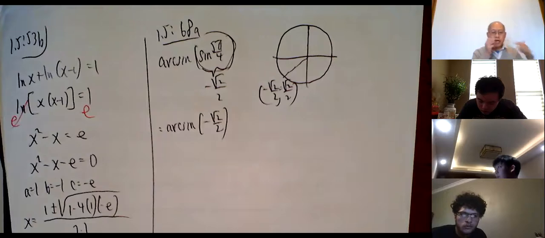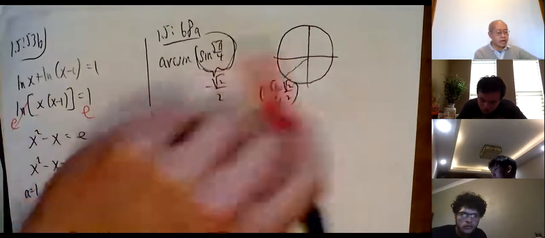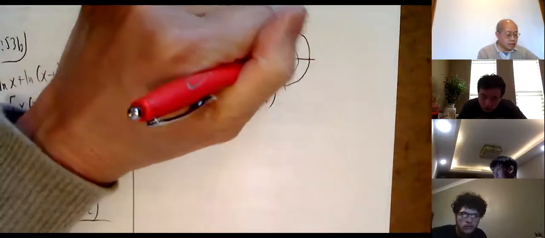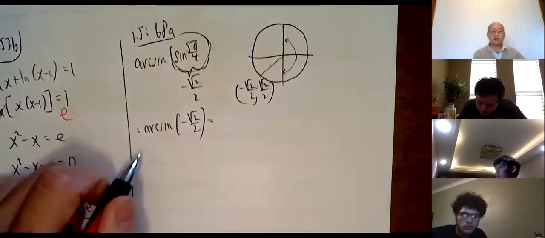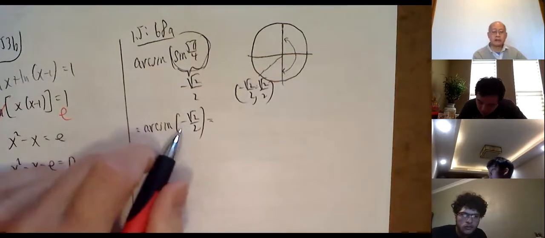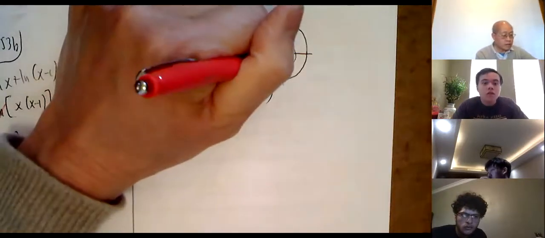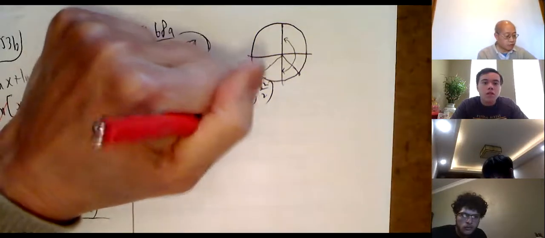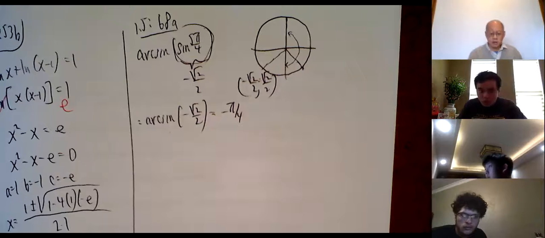But for the rules of the game, arc sine gives an angle only between negative pi over 2 and pi over 2. So only an angle in here. By definition, arc sine comes back with an angle between negative 90 and 90 degrees. So I only want this angle right here, and that angle would be negative pi over 4. Okay, so negative pi over 4 for that one.